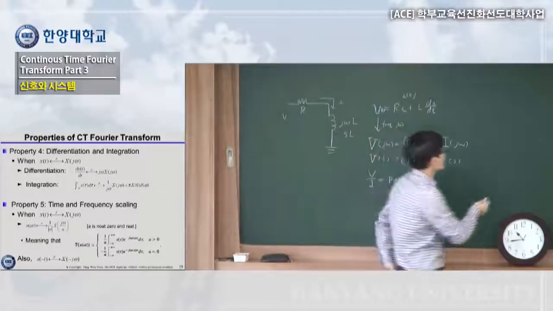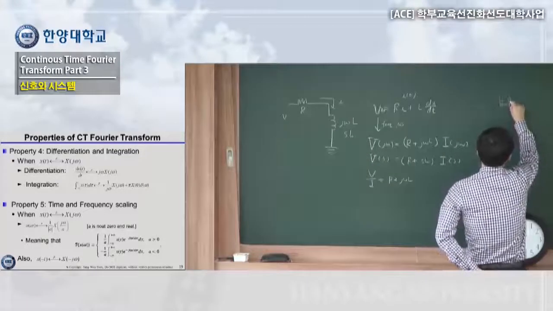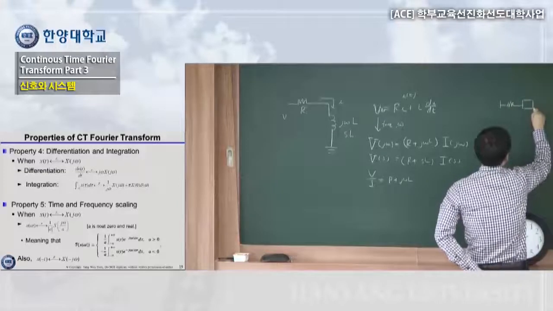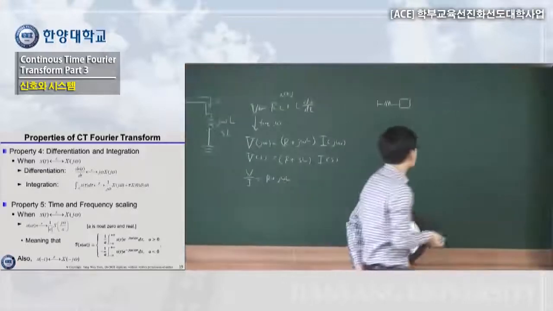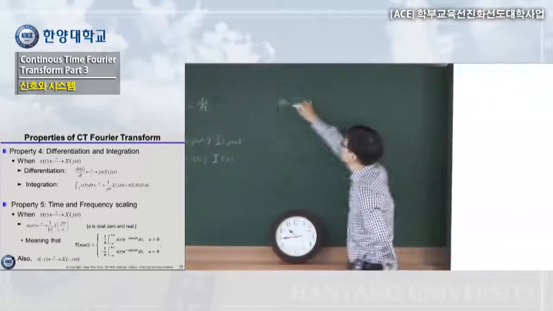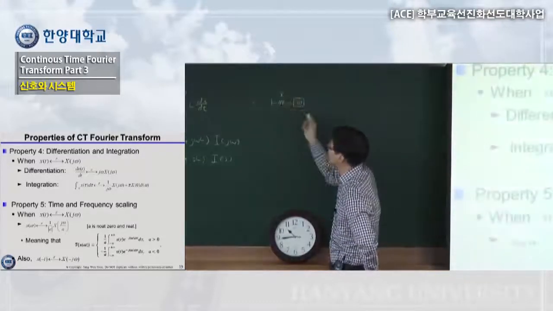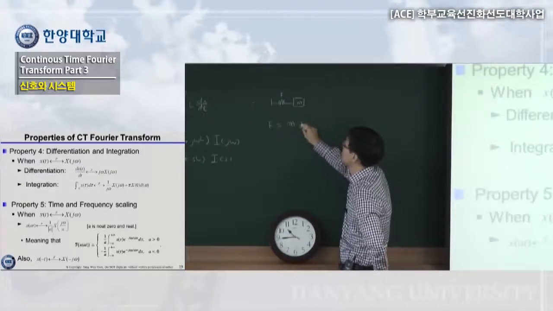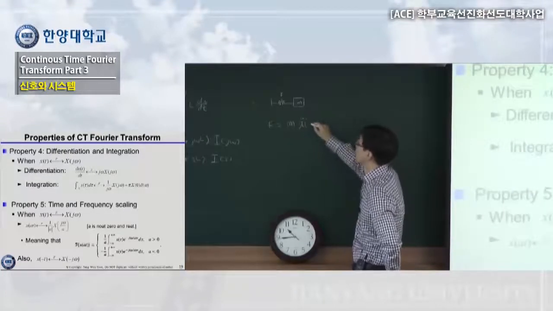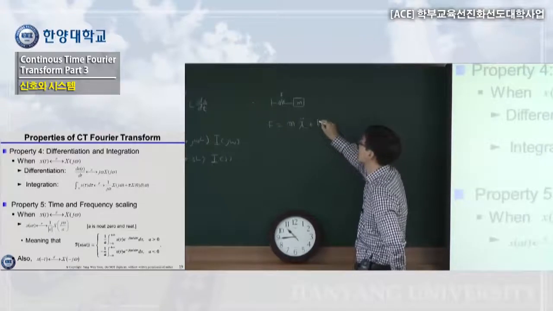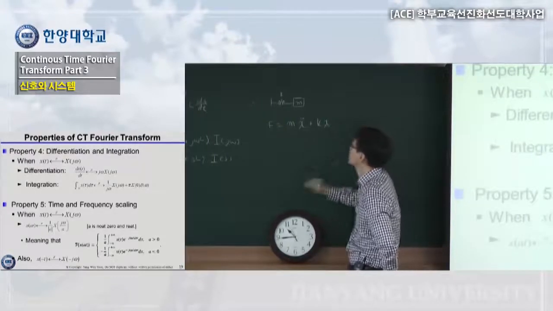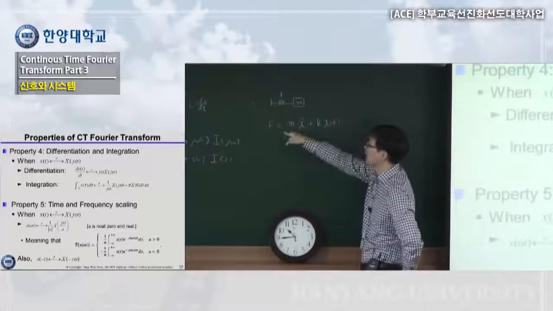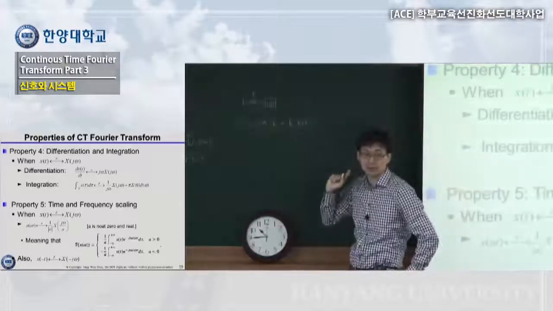In the case of a mechanical system, I have my spring and the mass, and I try to give a force. The force will be given as m times the second differential of x plus kx, something like this. This is a time domain signal, both f and x are time domain signals.